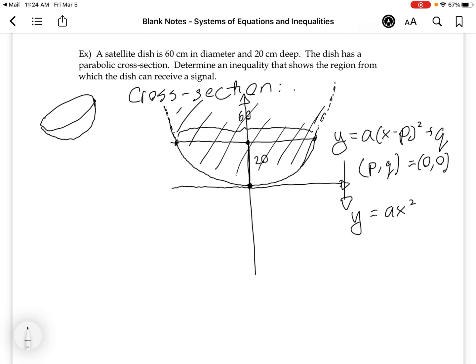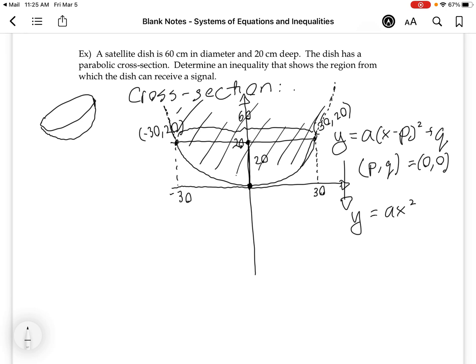Okay? Now we can actually write in some coordinate points. If this is 0, then this over here is 30. Because the entire thing is 60, this represents half the distance from one side to the other. So this is 30, and this would be negative 30. Okay? This would be at a height of 20. So this coordinate point is 30, 20, and this coordinate point is negative 30, 20.